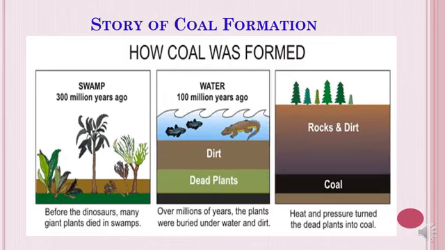More and more dead vegetation, gravel, and soil deposited over them. The heat and pressure from the top layers gradually turned the remains of plants into coal. This slow conversion of dead trees and plants into coal is called carbonization.